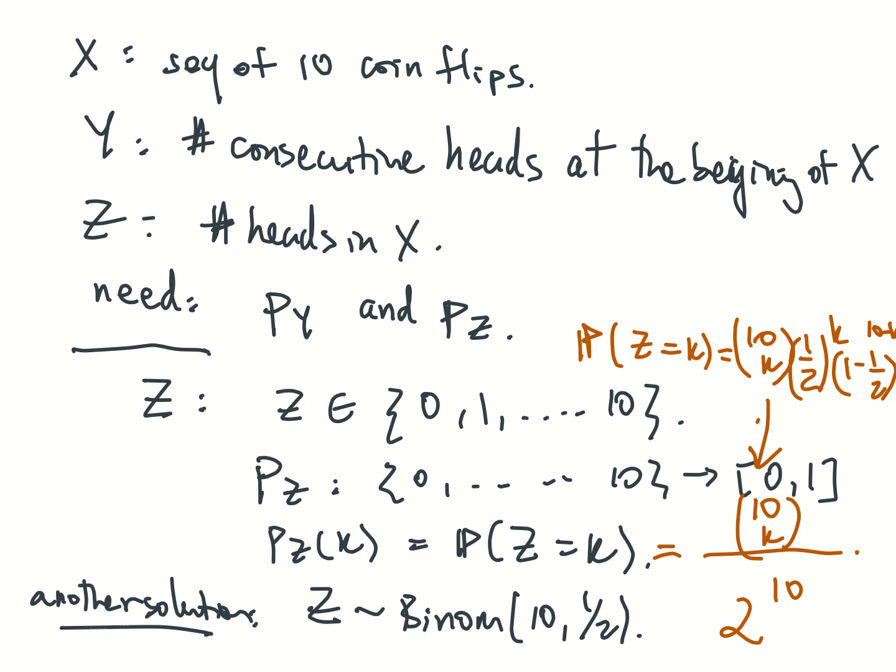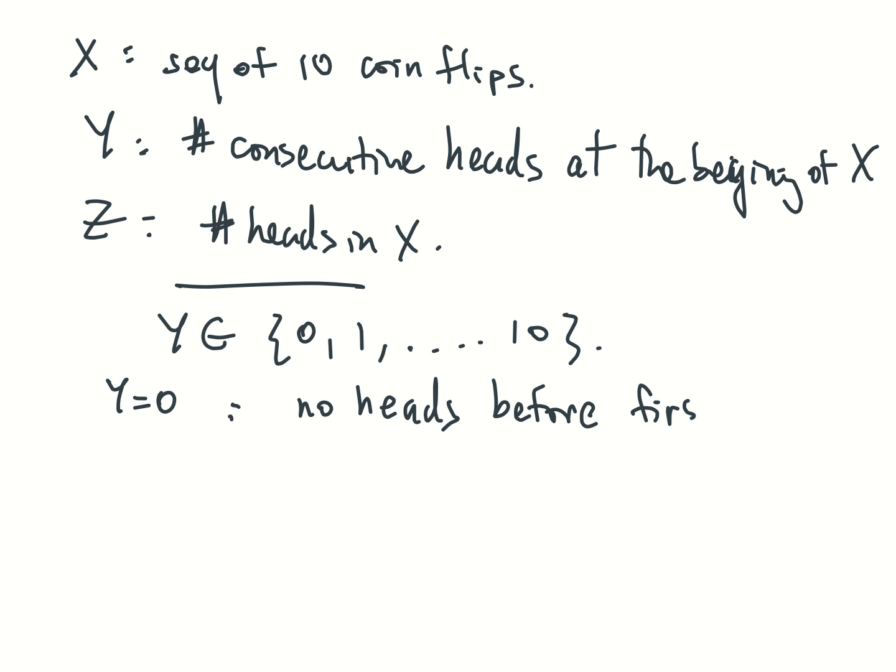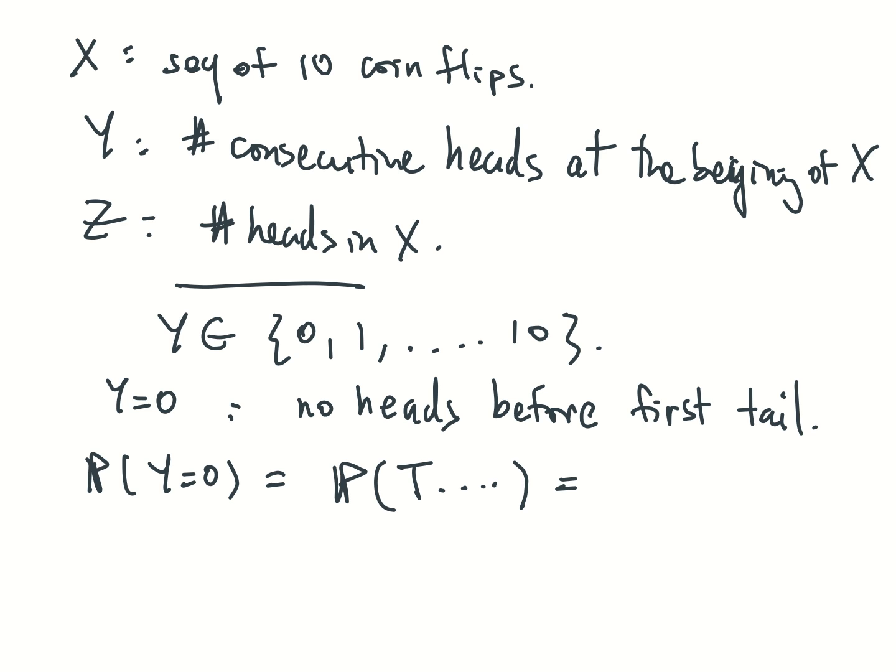Now let's consider y. Y can also take values in 0, 1, up to 10. Again, we can compute the probability of y equals k directly. Y equals 0 means there are no heads before the first tail. So the probability that y equals 0 is exactly the probability that my toss sequence starts with a tail. And this probability is a half.